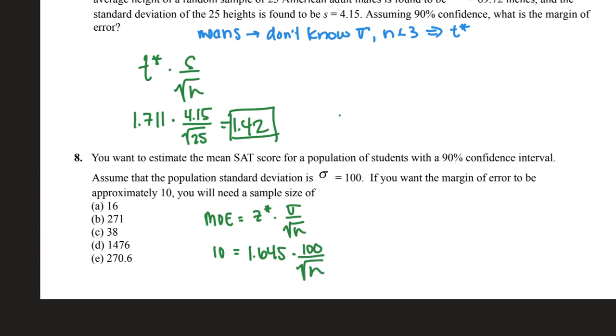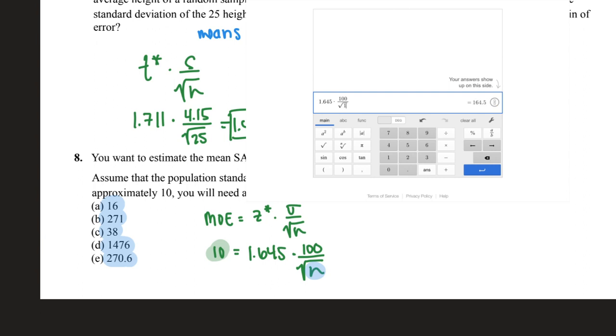So what we're going to do to determine the answer, since this is a multiple choice problem, is we're going to plug these numbers in for n to see which one gives us a margin of error of 10. All right, so the first one I'm going to plug in is 16. So 16 would give us a margin of error of 41, which is too high, so it can't be that one. So now I'm going to try 271. That margin of error gives me 9.99. So it looks like it's going to be this one, but let's just check the other ones just to be sure.